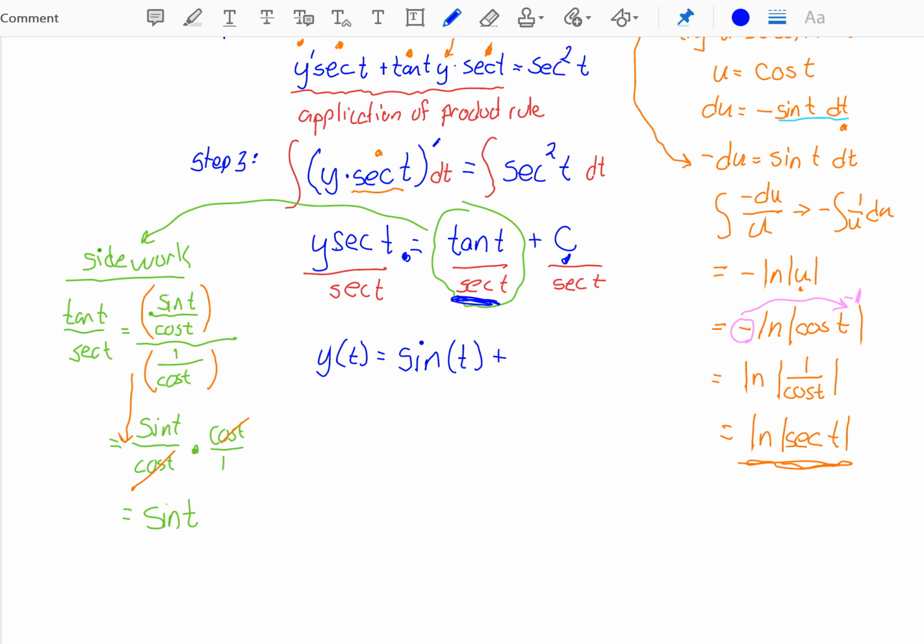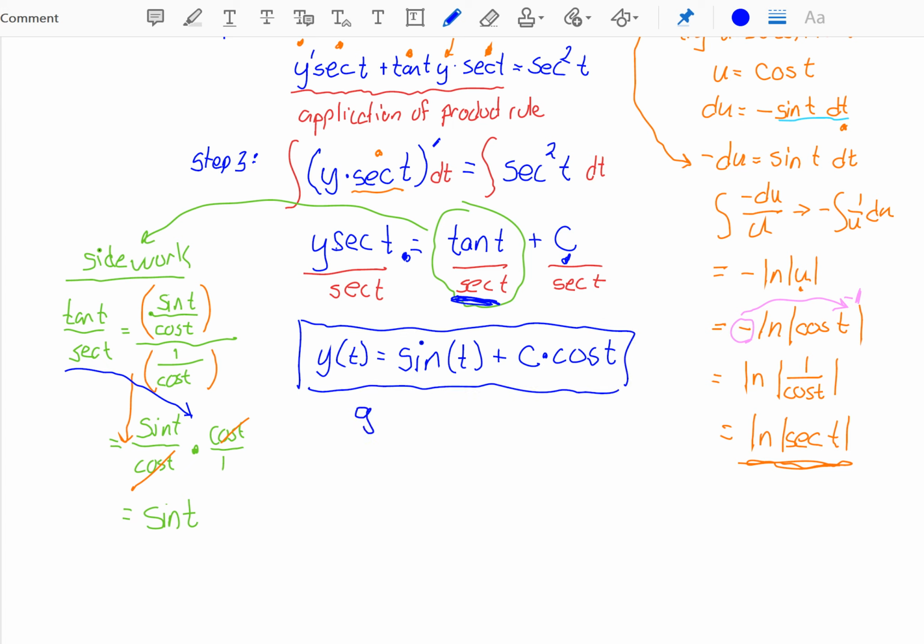So back to our original problem, this tangent divided by secant is really just sine of t plus 1 over secant. But remember, 1 over secant is really cosine of t. So this would be plus c times the cosine of t. And this is your general solution.